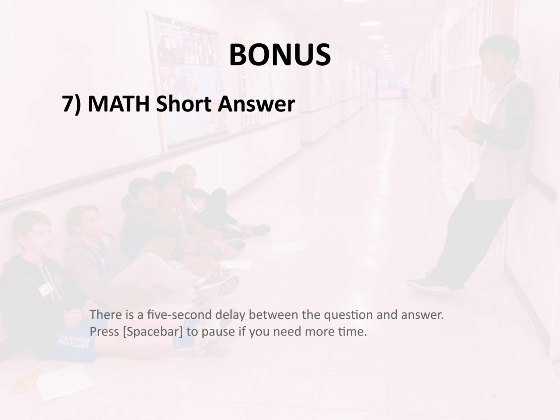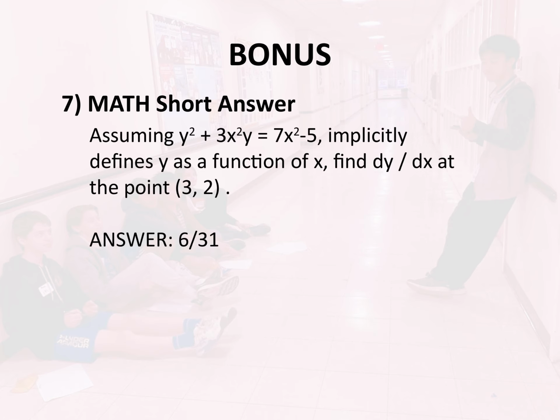Bonus 7. Math. Short answer. Assuming y squared plus 3 times x squared times y equals 7 times x squared minus 5 implicitly defines y as a function of x, find dy over dx at the point (3, 2). Answer: 6 over 31.